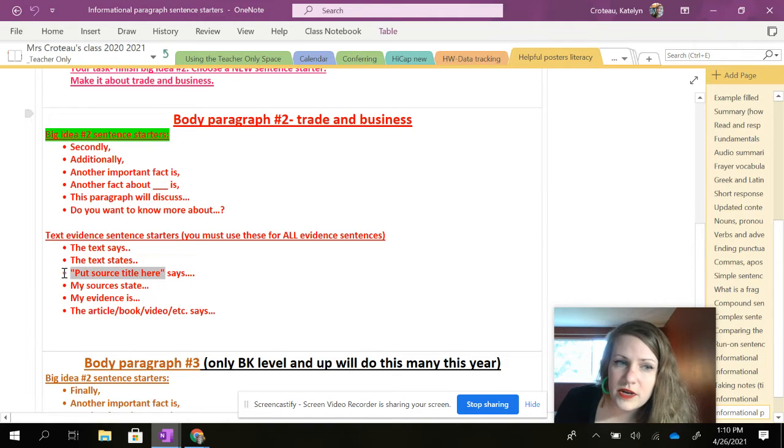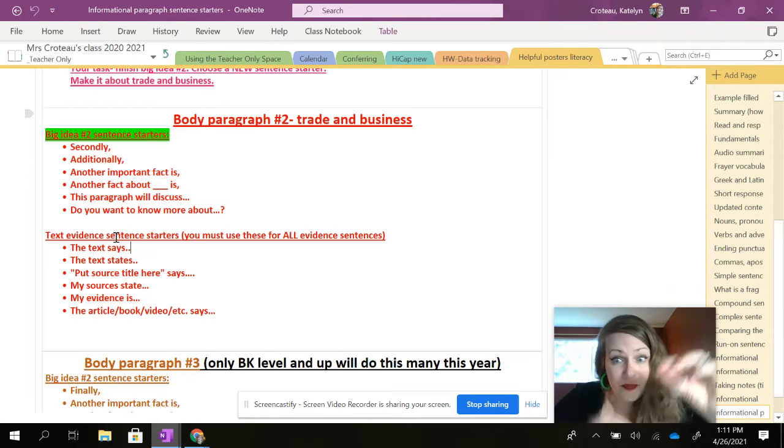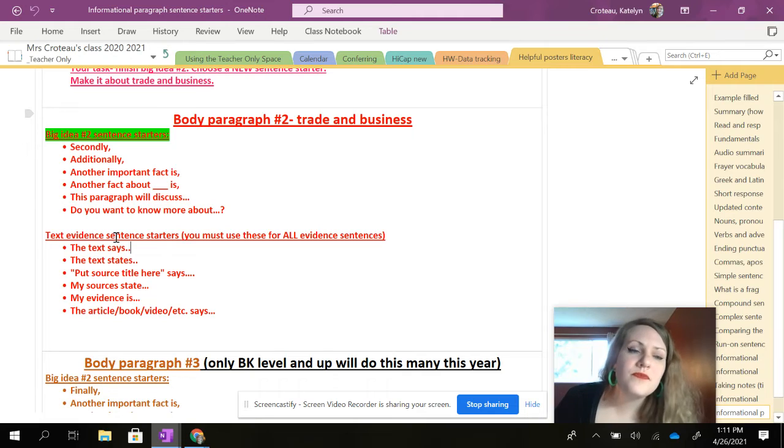I also like the one where you have to put the title of the text in the quotation marks. All of these are good, and it's nice to choose different ones so you're not repeating yourself too much. If all three pieces of your evidence say, the text says, the text says, the text says, it's like, okay, vary it up. Because writing can stay engaging by changing, by taking your reader on an adventure.